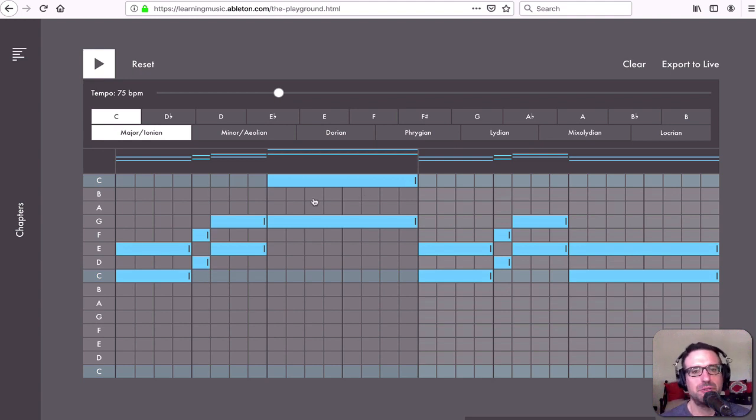Again, it all depends on the feel. It depends on what I think this song is going to be about. But you could see how just simply shifting a note up or down can make a big difference. Let's hear that back to back.